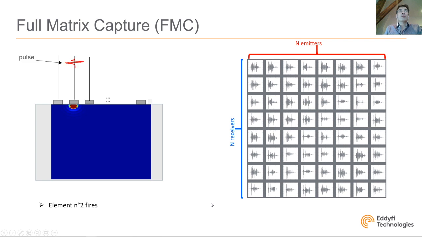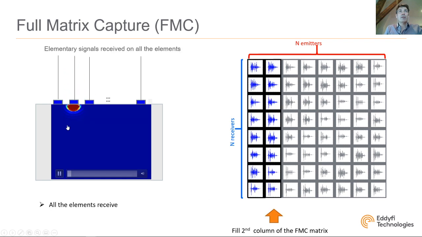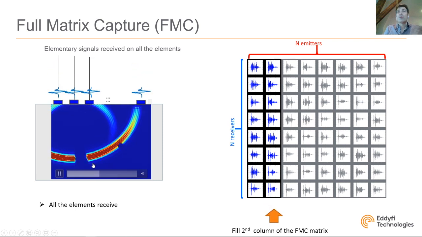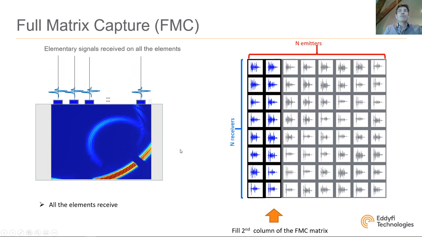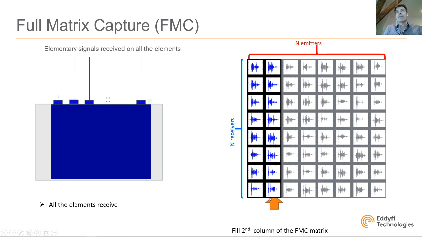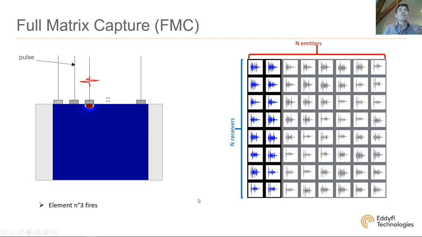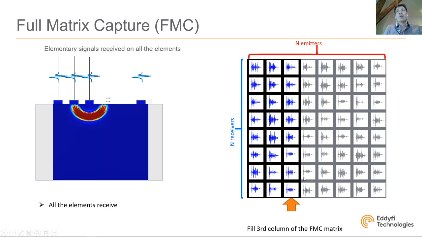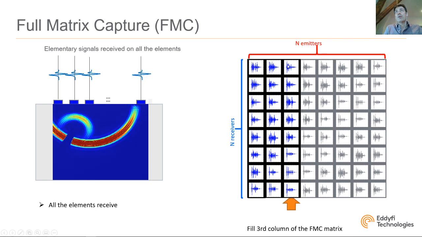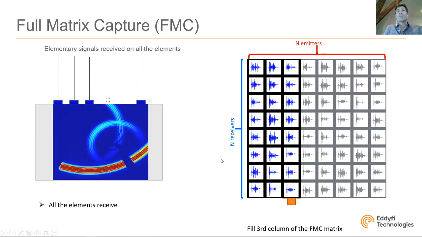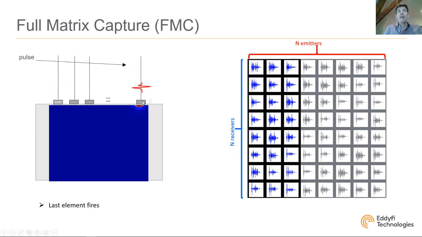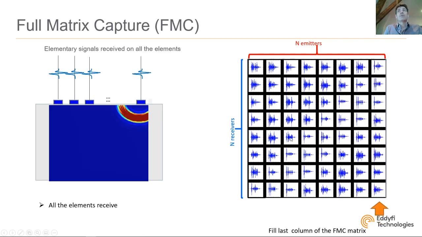Then we repeat the process by firing only the second element. Again, we send a nice diverging wave inside the part. We have some reflection from the defect, and we are basically filling another column of our matrix. So element 2, all the receivers. And I guess by now you understand the concept. We fire element 3. We are filling the third column of our matrix, until we fire the last element of the array to fill the last column of our matrix.